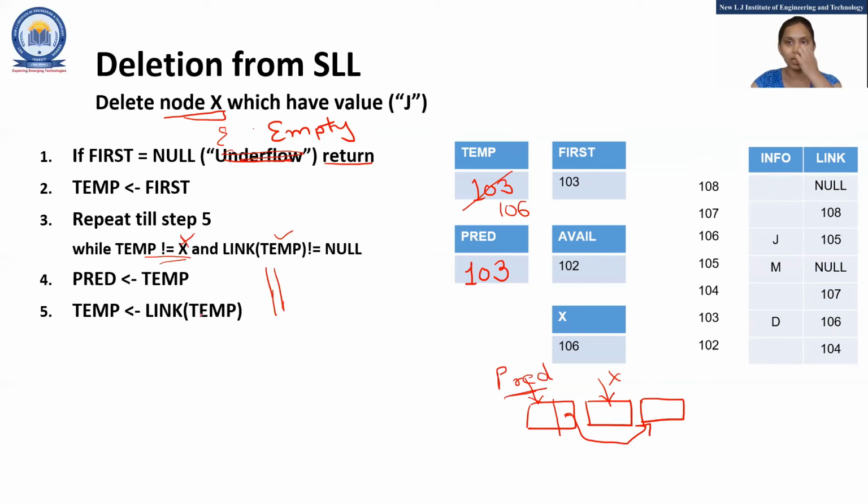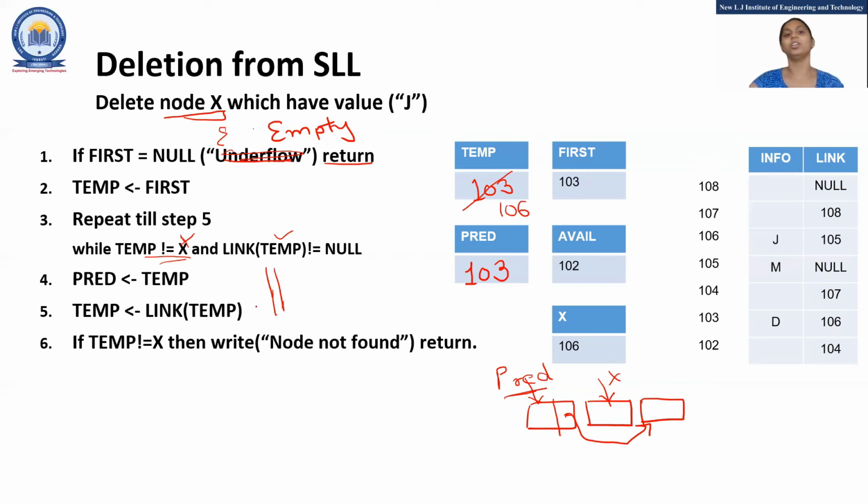What would be the sixth step? The sixth step would be, if I reach the last node and I didn't get what I am looking for, it means my linked list doesn't have that memory address. So in that case you can write the message node is not found and simply return. But in our case we reach the right location, right?